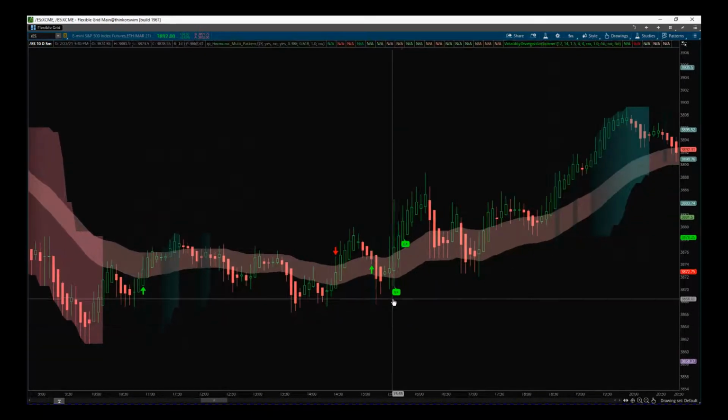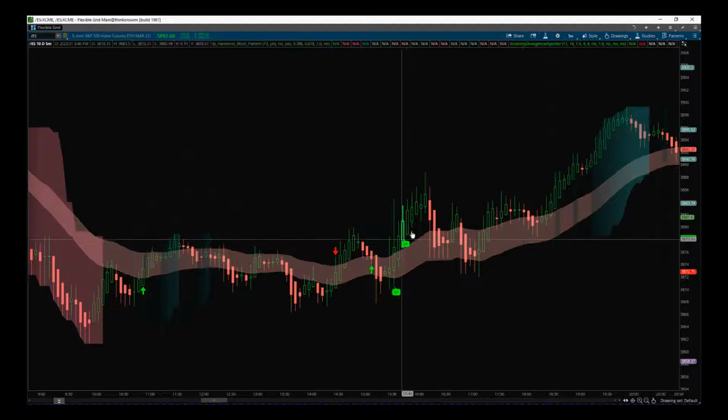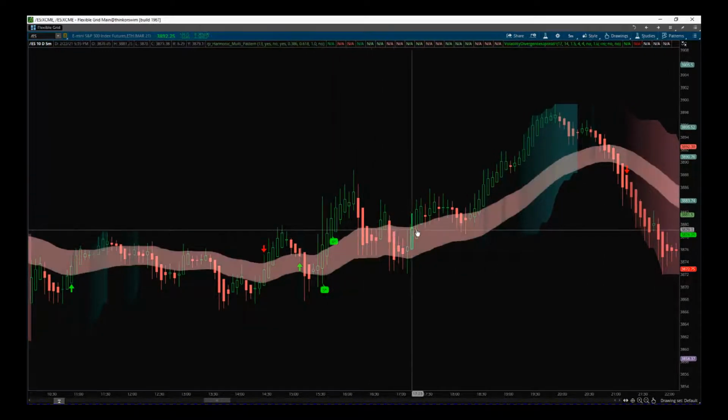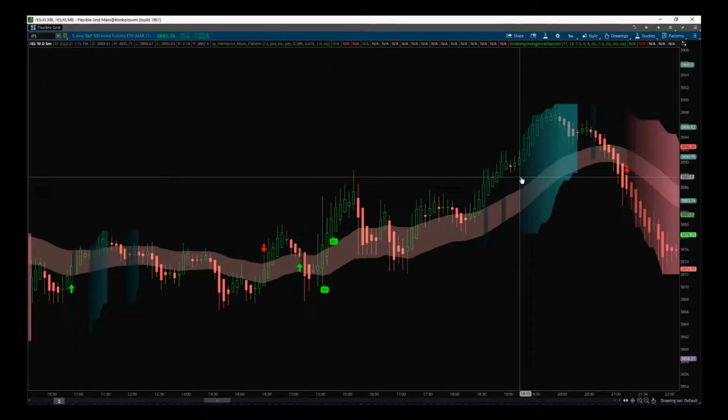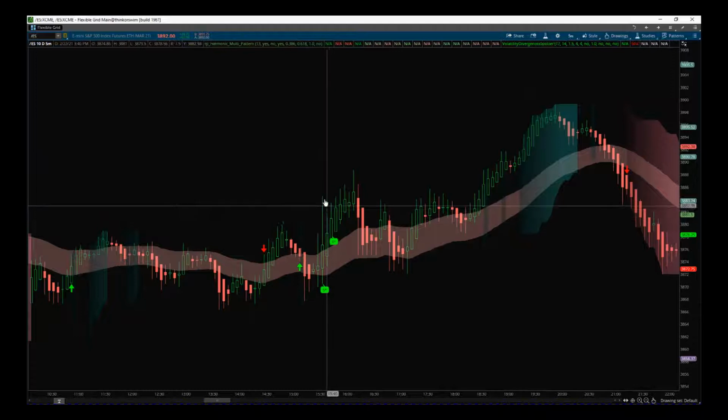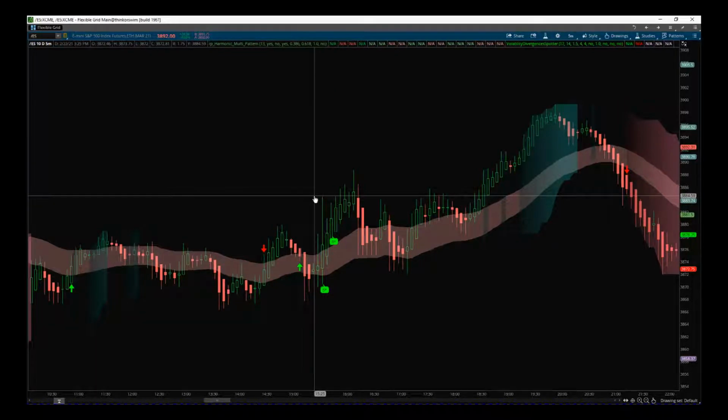We get a 5 and a 6-star buy here. No divergence cloud backup at all until it gets to this point here. Okay, so the 5-star candle is 3884.75 would be the entry.